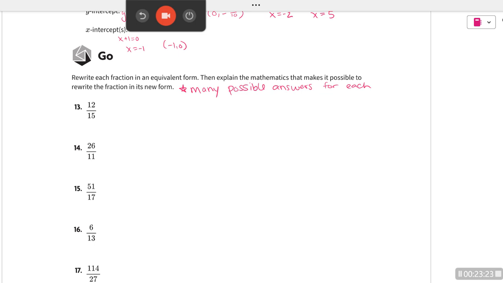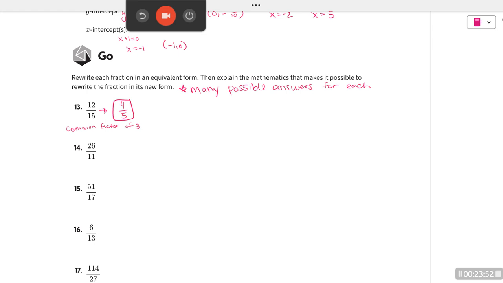Because it just says rewrite it in a new form, in an equivalent form. It doesn't even say simplified or expanded. It doesn't give us much detail, so we'll typically try to simplify it when possible. So let's look at this one. Here we have a common factor of 3, so I can divide out that common factor of 3, which would give me 4/5. So that's an okay answer.